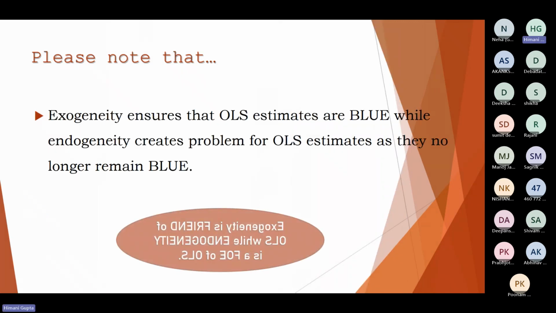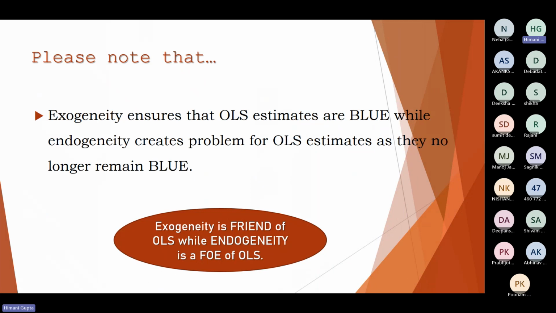So the main point that we have to remember is exogeneity ensures that OLS estimates are BLUE. If all the variables are exogenous, your answer will be perfect. But endogeneity will create a problem for the OLS estimate. So if an endogeneity problem is there, my answer will not be BLUE. So that's why exogeneity is a friend of OLS, while endogeneity is a foe for OLS.